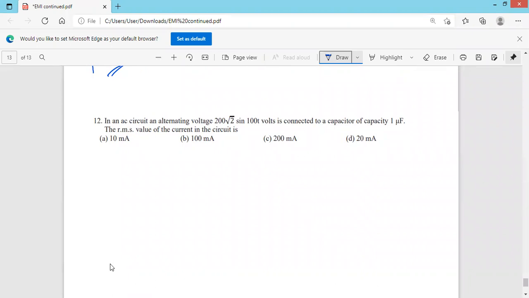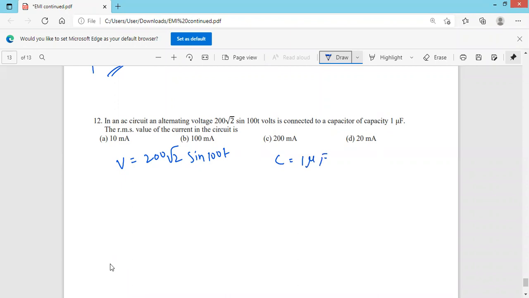Next one: in an AC circuit, an alternating voltage 200 root 2 sine 100 t volt is connected to a capacitor of capacity 1 microfarad. The RMS value of the current in the circuit is asked. They have given in an AC circuit an alternating voltage V equal to 200 root 2 sine 100 t, connected to the capacitor C, where C is equal to 1 microfarad.